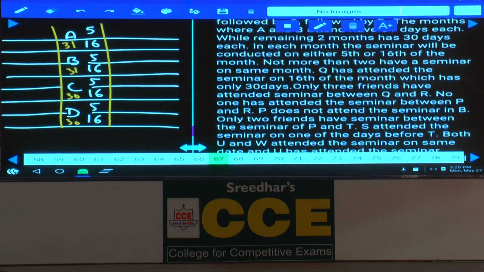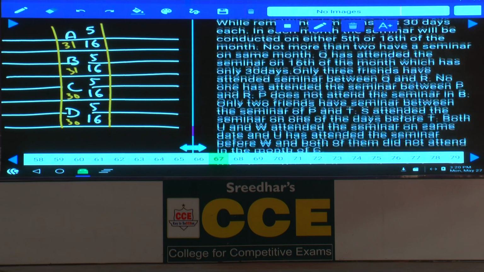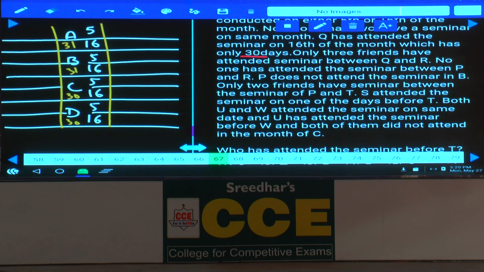Then coming to condition number 1 here. Each one's seminar will be conducted on either the 5th or 16th of a month. Not more than 2 people have a seminar in the same month, and Q has attended the seminar on the 16th of a month which has only 30 days. Now this Q has attended only a 30-day seminar, isn't it? That means now Q, where should this Q be? Q can be here, that is one possibility. And what is the second possibility here? Q can be here, either in the month of C or in the month of D.